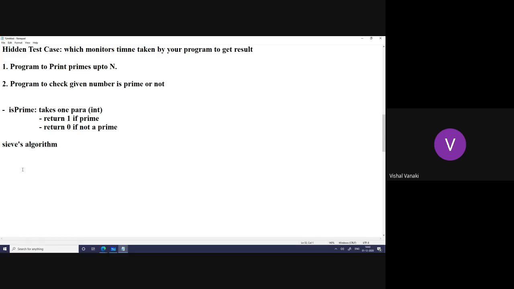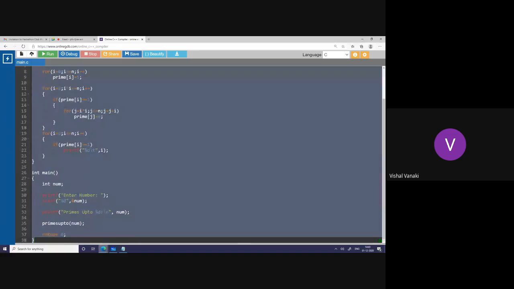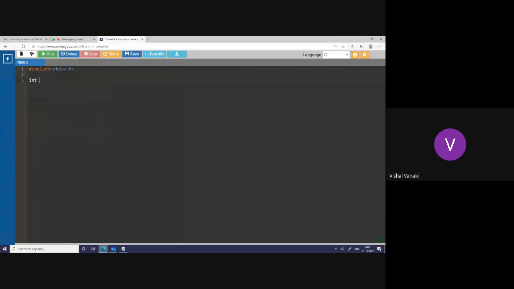Now let's see how we can do that. So now what I will do is I will write my main function, opening bracket. I want one number as an input. I will enter the number from the keyboard and read it. So scanf("%d", &num). So I got the number.